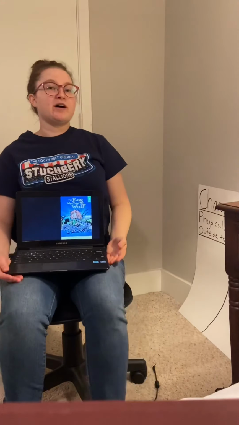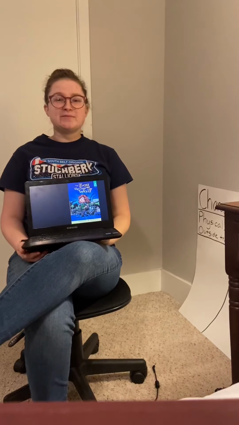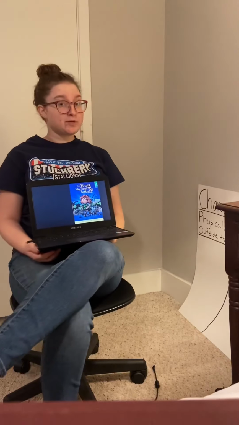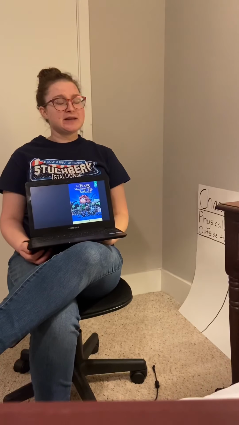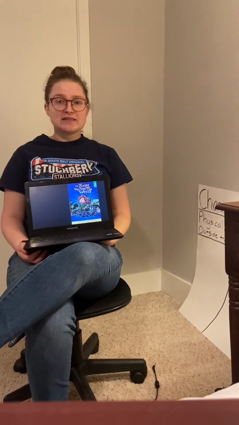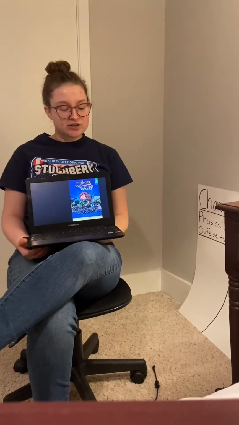So an example of personality traits would be, is the shepherd boy funny because he makes jokes? So his personality trait would be funny. Is he mean because he makes fun of other people? Is he kind because he helps a friend? So we're going to read and find out.